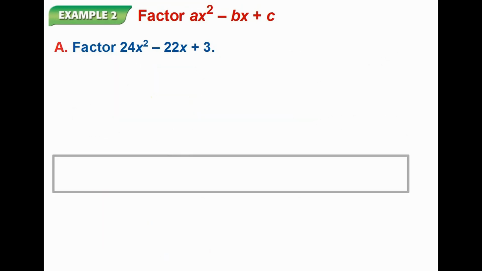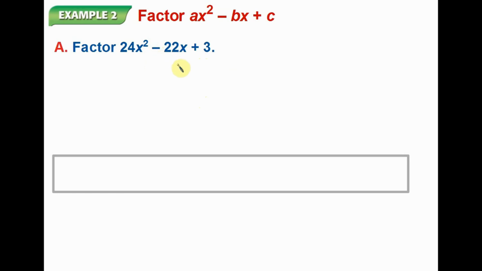Now the second example is when your A and C are both positive while your B is negative. The strategy on all different situations will be the same. It's based on guess and check. So come up with two numbers that, when you multiply, you will get 24x squared. Another combination, when you multiply, you will get 3. Now when you cross multiply and add those two numbers, it has to equal negative 22x.